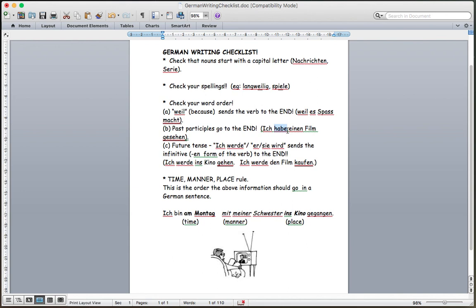So just revise your basic order: time, manner, place. Label various words. Put a T over the time, M over the manner, P over the place, S over the subject, V over the verb, whether it's V1 over the first verb or V2 over the second verb. Ich werde, es wird. Ich werde ins Kino gehen, ich werde einen Film sehen. As I said, with time, manner, place, this is the order.